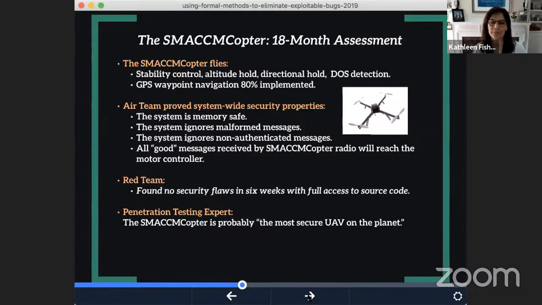But when they turned the system over to the red team, the red team had participated in all the design discussions. They knew all about the architecture. They'd seen all the code. They had 6 weeks with the resulting system. They were able to find no security flaws in that 6 weeks. So even though the level of assurance was relatively low, it was enough to keep the red team out of the quadcopter. My colleague at DARPA at the time, who was an expert in penetration testing, his assessment was that that quadcopter was the most secure UAV on the planet.